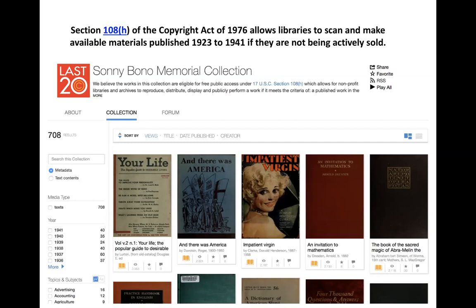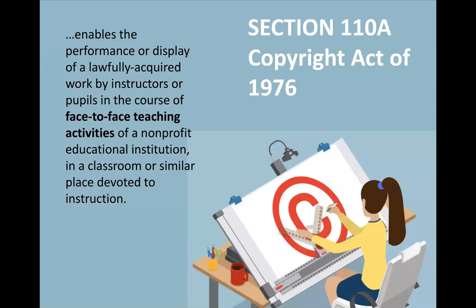And the librarian at the Internet Archive who created this collection decided to call it the Sonny Bono Memorial Collection, because that's the law that extended copyright term limits to make them longer and stronger than ever before. She's already uploaded 708 examples of material created in this time period that could be used.